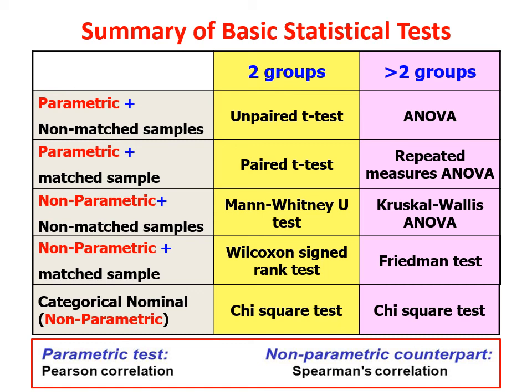Then repeated measure ANOVA is used when the data is parametric and matched. What does that mean? It means the same groups but at different times. For example, we have three groups and we measure blood pressure or body weight at week 1, week 2, week 3. Here, to compare between groups we use repeated measure ANOVA, not one-way ANOVA. Of course, there is a mistake many people make: they enter it into the computer and compare it with two-way ANOVA. No, it is repeated measure ANOVA.